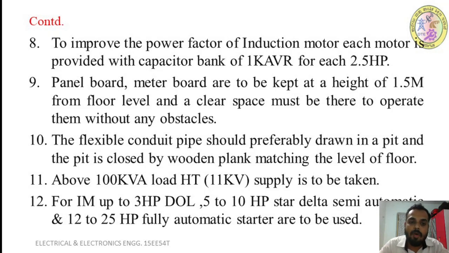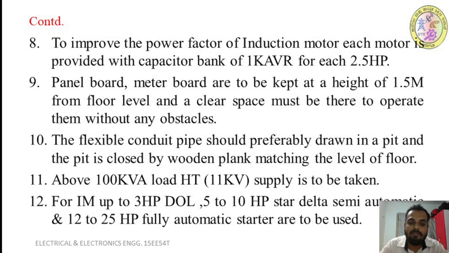So next we have panel board, meter board are to be kept at a height of 1.5 meter from floor level, and a clear space must be there to operate them without any obstacles. So any panel boards and meter boards and starter boards are to be kept 1.5 meter from the floor level, and the operator or any person who is operating it, it must be easily accessible. It must be easily operable without any obstacles. Means there should be clear space for the operation.